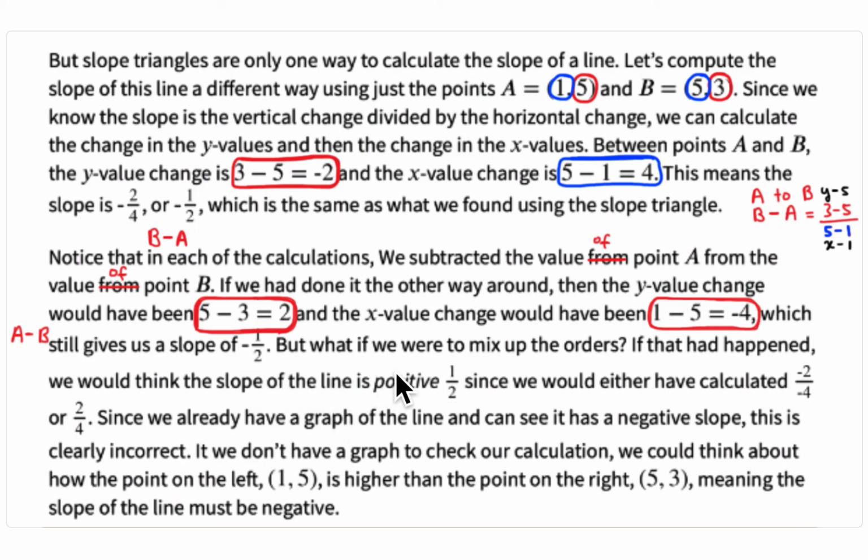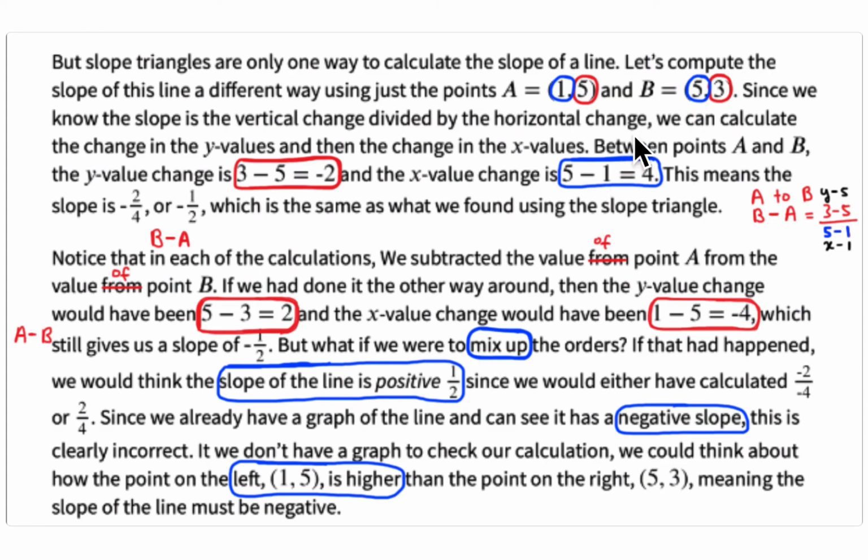And then finally, they say you can't mix them up. You can't decide, oh, I'm going to subtract 3 minus 5, and then I'm going to subtract 1 minus 5. You have to go in the same order in each case. If you choose to subtract A from B, that has to be 3 minus 5 over 5 minus 1. Or if you choose to subtract B from A, then that has to be 5 minus 3 over 1 minus 5. You can't mix them up.